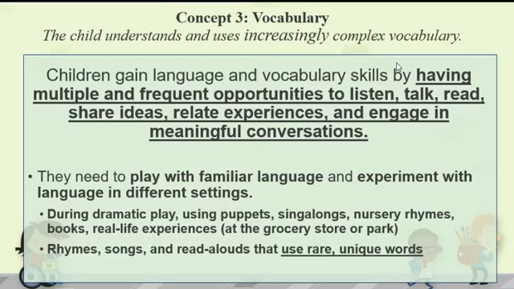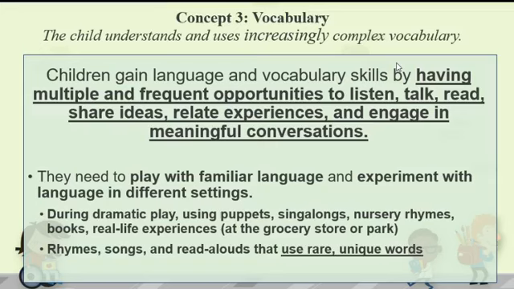So don't just talk at a surface level, like really get in there and have conversations. It's kind of like they know when you're not really into it. So try to be authentic, because that becomes a meaningful conversation. They need these opportunities to play with and experiment with language in different settings.